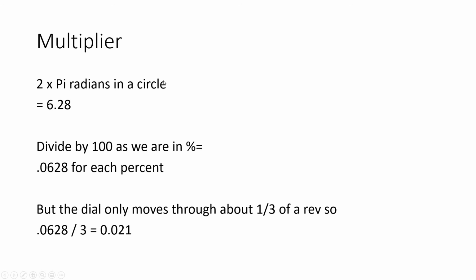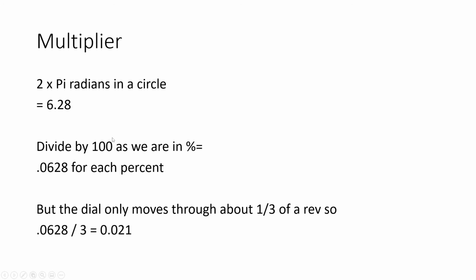It works in radians. It doesn't work in degrees. We've got to tell it how many radians to move, and there are 2 pi radians, pi times 2, for a circle. So a circle is approximately 6.28 radians. That's 3.14 multiplied by 2.